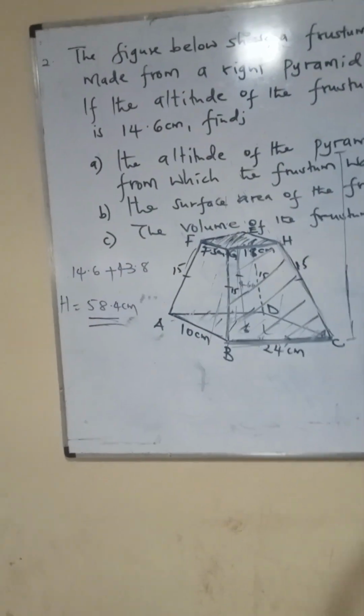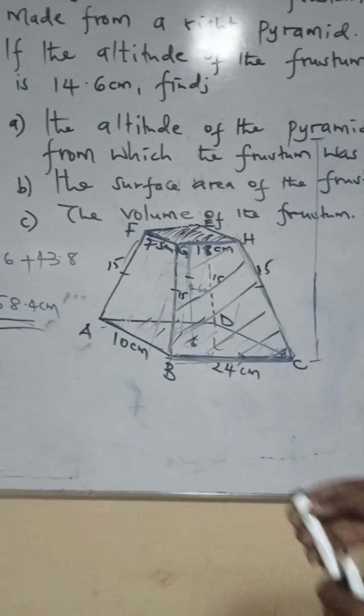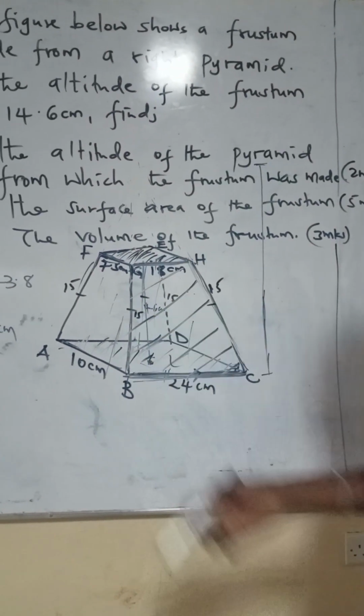We are done with the first part of the question. The perpendicular height of the pyramid is 58.4. And then now the surface area of the frustum. The frustum has how many surfaces?